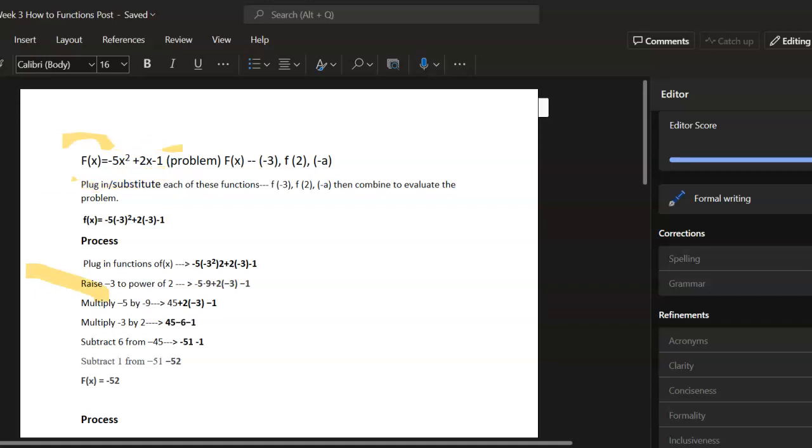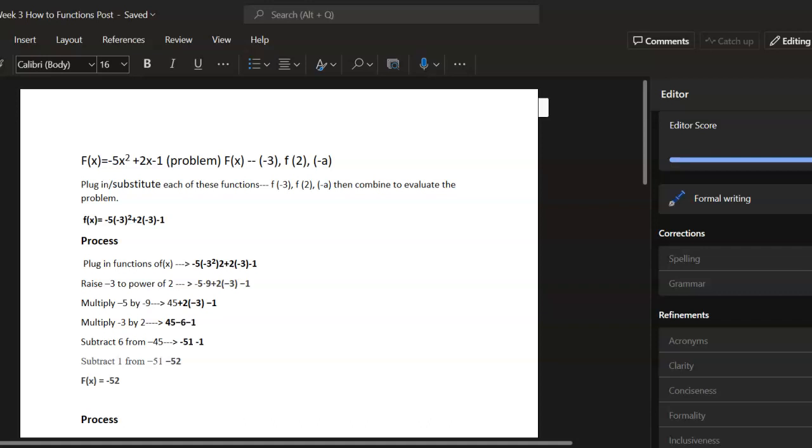So I'm going to erase that and clear that. All right, so first off, I'll just briefly explain the steps. We're going to plug in the values. So instead of x, we're going to put in negative 3 in place of x.